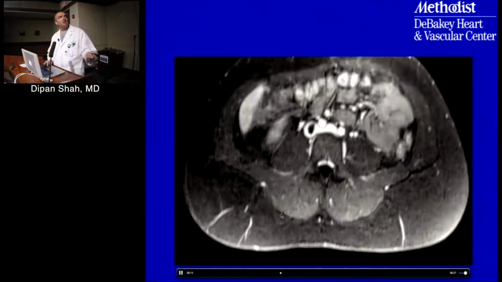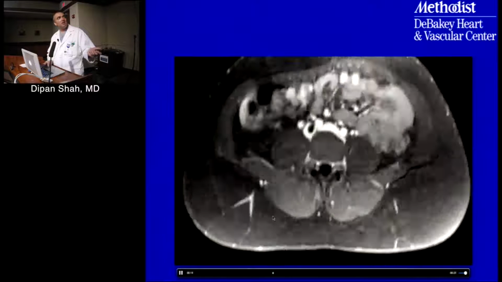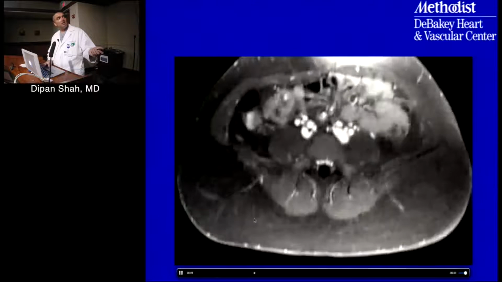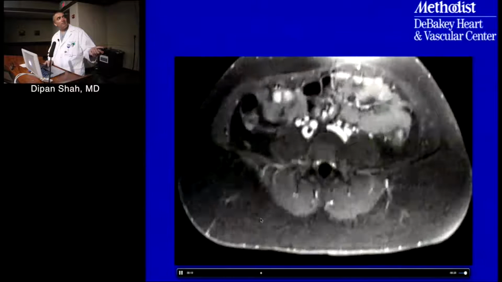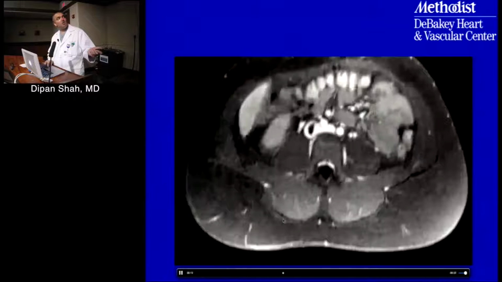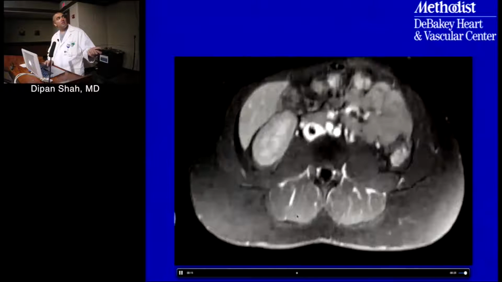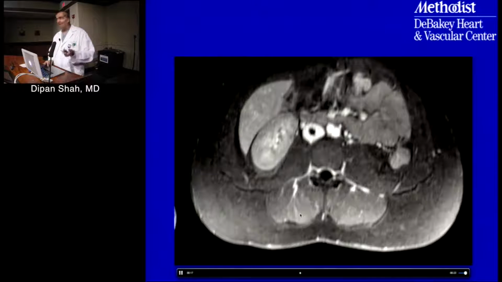So really, the differential here, if you see a filling defect in basically the iliac vein, right here on the right iliac vein, as well as the IVC, is what? Really, it's basically two things. Catheter. Okay, so I guess you're right, three things. So it could be a catheter. That would obviously be a problem.